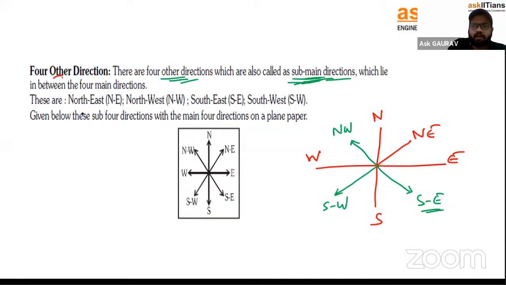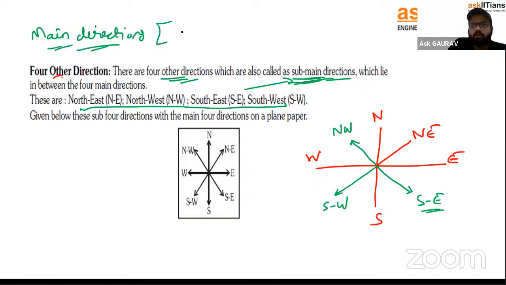All these four are sub-main directions. Your main directions are only four: north, south, west, east, right? And any direction between your main directions is known as a sub-main direction, right?